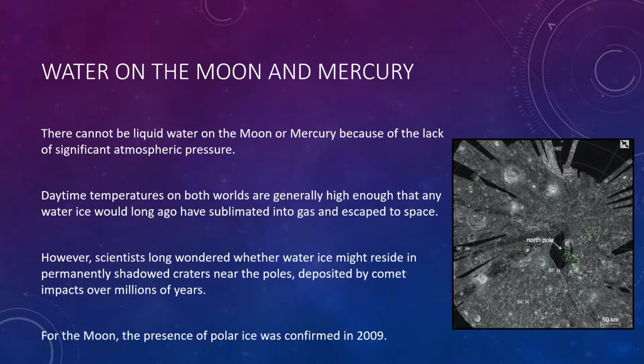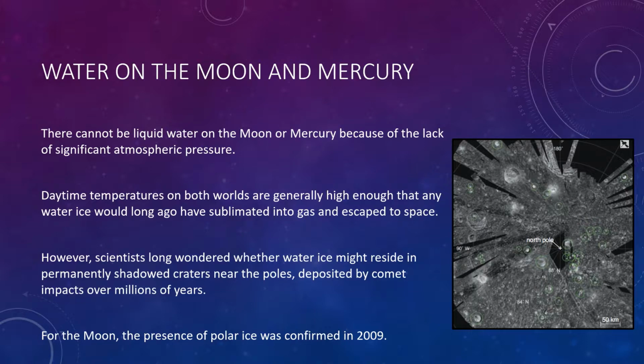A radar sensor aboard one of India's spacecraft detected ice deposits in similar craters near the Moon's North Pole. More surprisingly, other missions detected small amounts of water mixed into the upper layer of lunar soil over much of the entire lunar surface. However, the origin of this water is unknown.